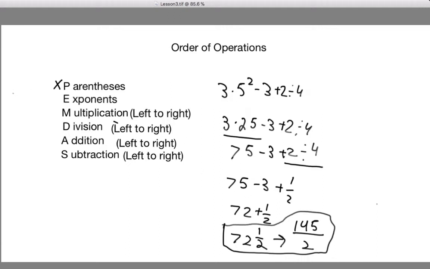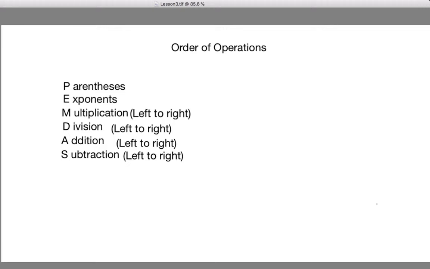Great job. Okay. Let's go on to a bit of a more challenging problem. How about 5 plus 3 squared plus 2 divided by 4 times 8. This might end up being a big number. I'm not sure. I haven't really done this yet, but let's just go with it.